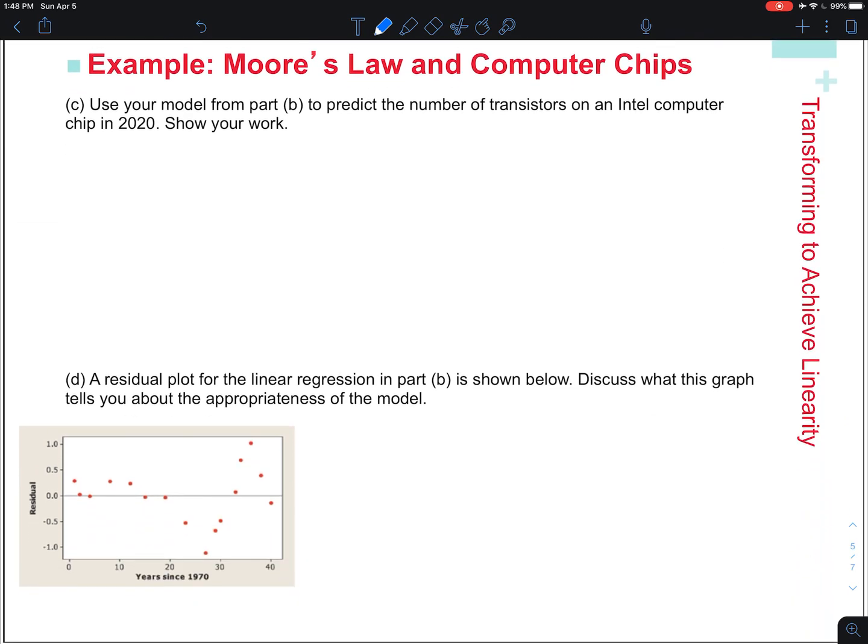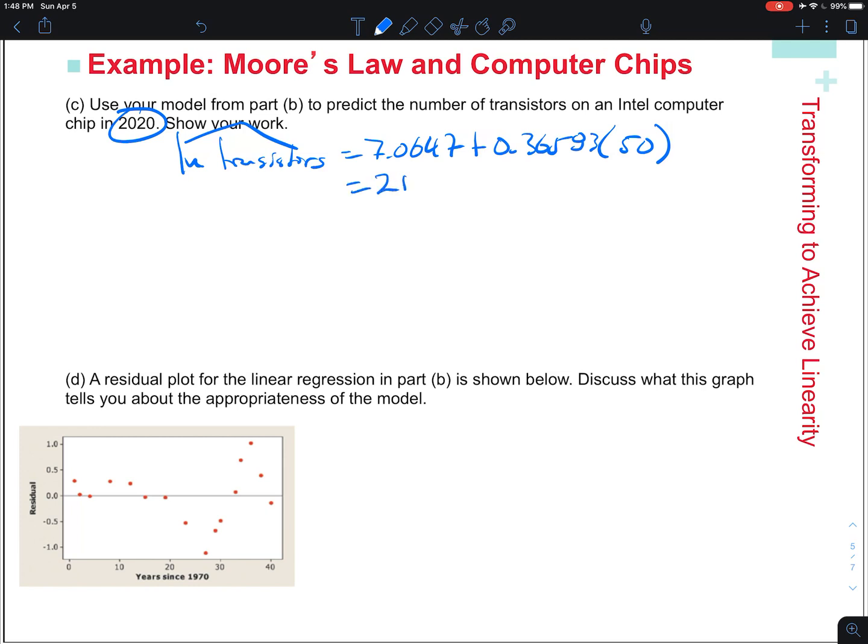Using that equation, predict the number of transistors in 2020. Ooh, gotta update this example. Natural log transistors hat equals 7.0647 plus 0.36583 times years, which was 50 years. 2020 is 50 years since 1970, and we get 25.3562. Okay, so that's natural log transistors equals that.